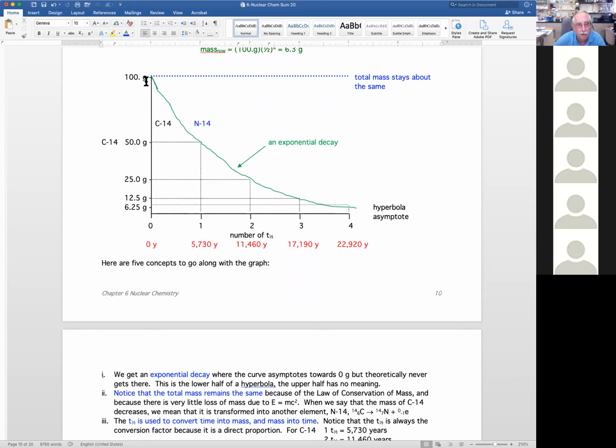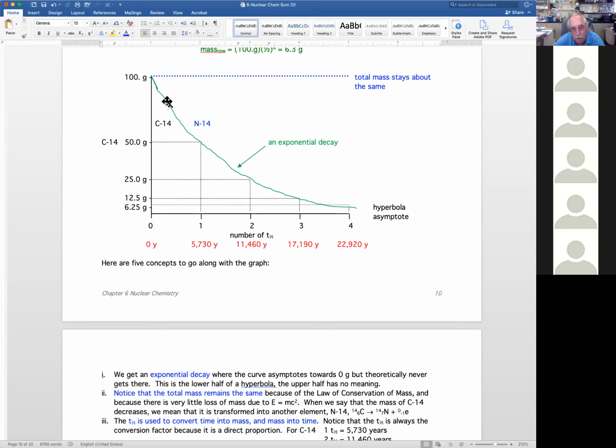Starting with 100 grams of carbon-14, right? At 0 time. What happens after one half-life goes by? Well, that 100 is now 50 over here. Now what happens if another half-life goes by? That 50 gets cut in half to 25. Then that 25 gets cut in half to 12 and a half. That 12 and a half gets cut in half to like 6 1/4. See that?